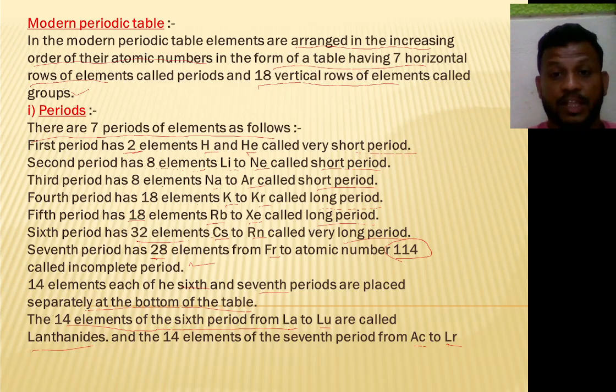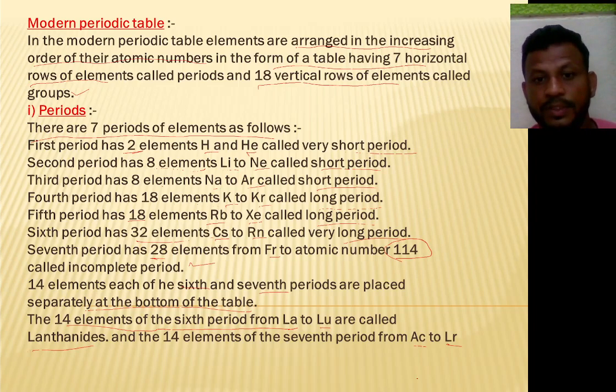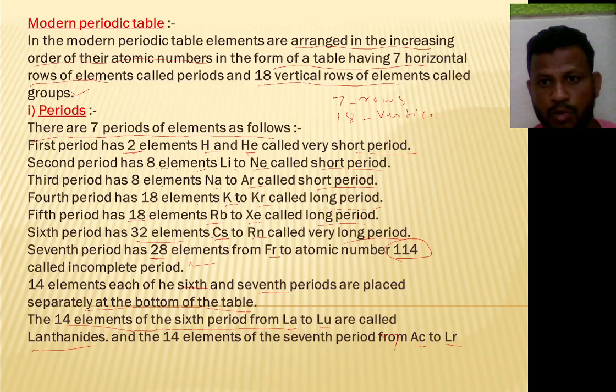The modern periodic table has 7 horizontal rows. Remember that. How many? 7 horizontal rows and 18 vertical columns, right, in the modern periodic table.